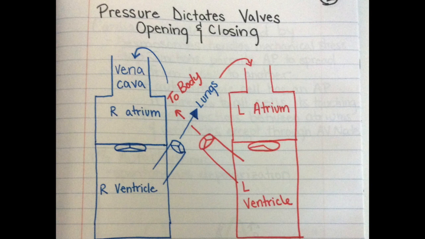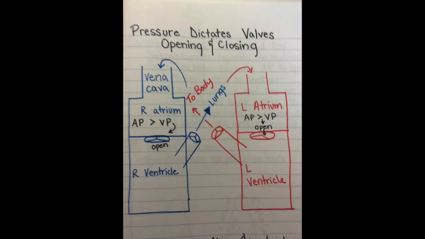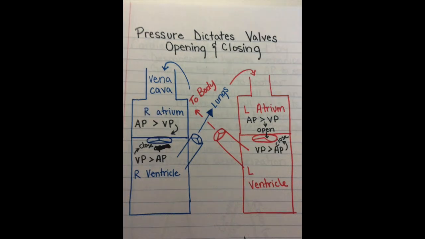When atrial pressure becomes greater than ventricular pressure, the AV valves will open. The AV valves will remain open until ventricular pressure becomes greater than atrial pressure. Once ventricular pressure becomes greater than atrial pressure, the AV valves are forced shut. There is a brief period of time when both the AV valves and the semilunar valves remain closed.